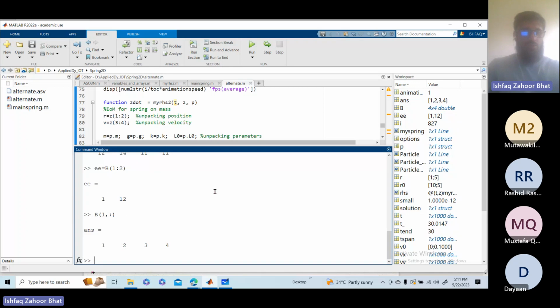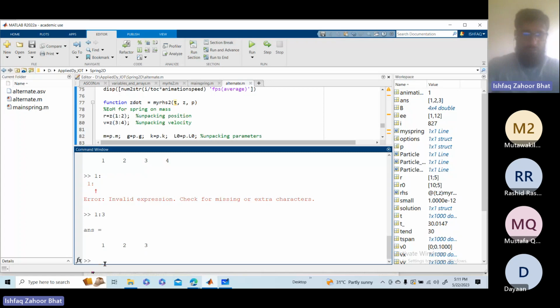So what does this mean? If I just type 1 colon 3, you can see 1 colon 3 means 1, 2, 3. So now going back to this, what does this mean? B of 1 colon 2. Basically this means B of 1, B of 2. Let us type B of 1 and B of 2, and then I will tell you why it is giving you this result.